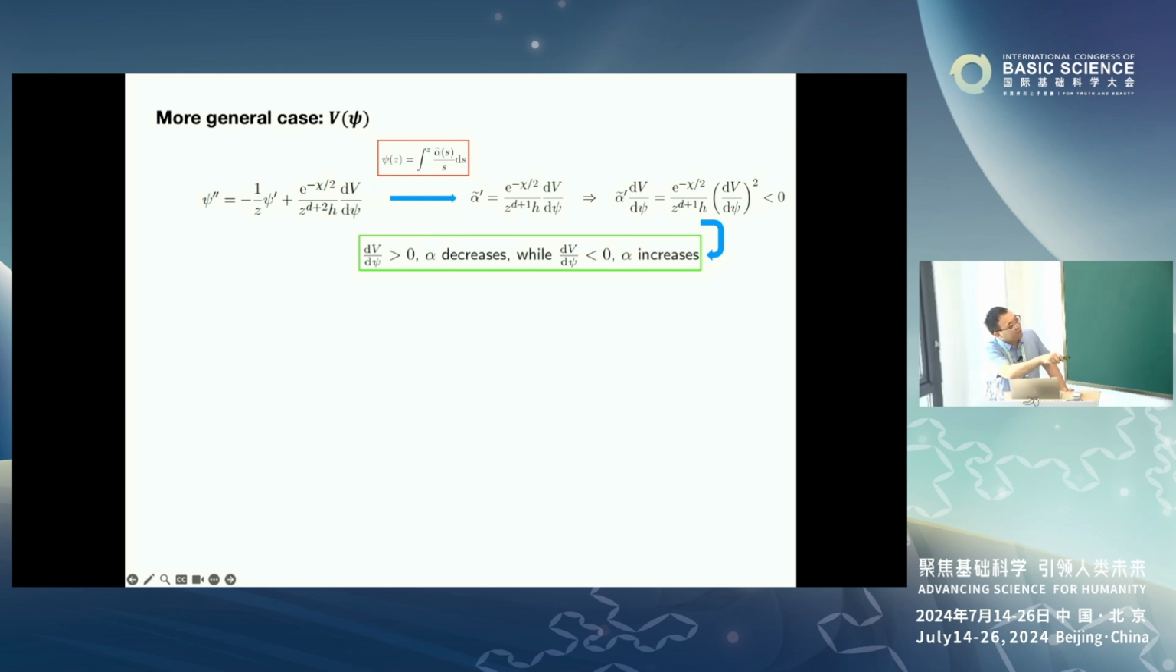That means if dV/dψ is positive, since this combination should be negative, alpha prime should be negative. That means alpha should decrease, okay? And if dV/dψ is negative, that means alpha will increase towards the interior. So this is a general feature, independent of the form of the potential, okay?